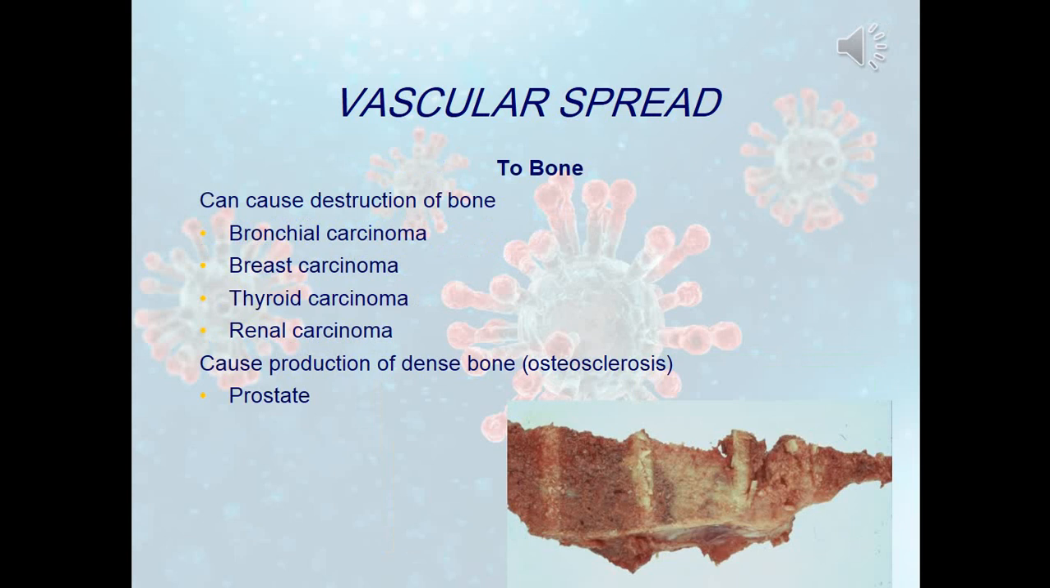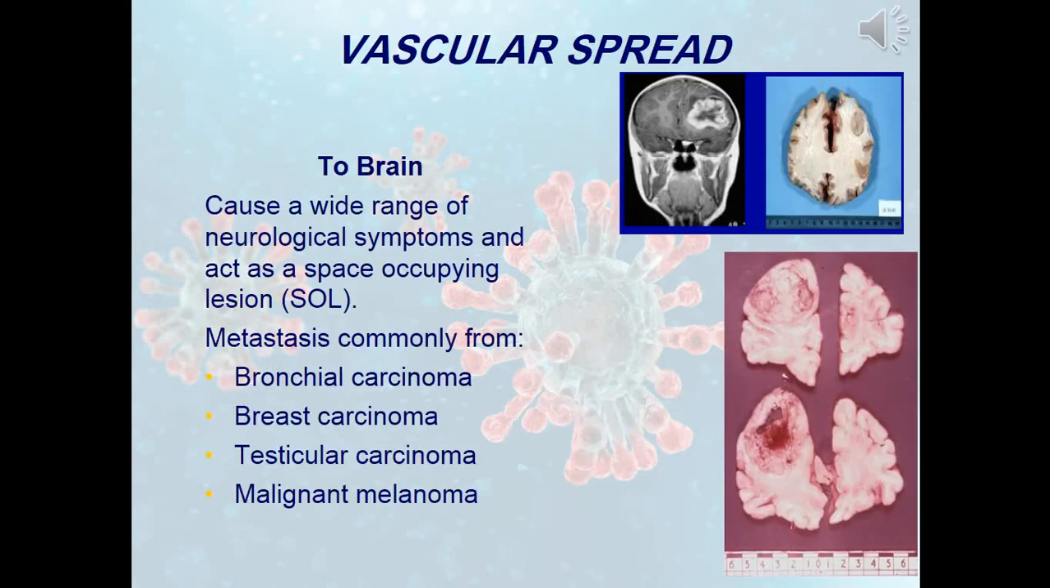Another example of vascular spread is to bone, which can cause destruction of the bone. The common carcinomas that metastasize to bone are bronchial carcinomas, breast, thyroid, renal, prostate. Okay, this is another example of hematogenous spread to brain.